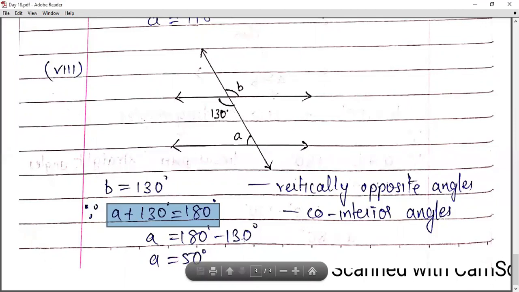Transferring 130 to the other side will change its sign. You will get A is equal to 180 degree minus 130 degree. The value of A will be 50 degree.